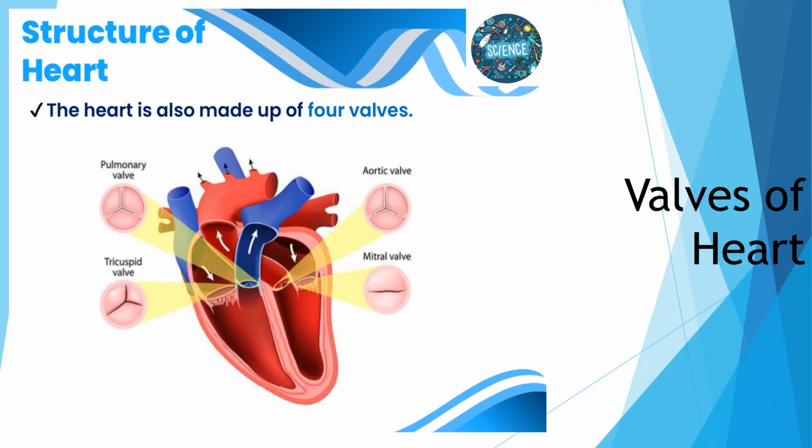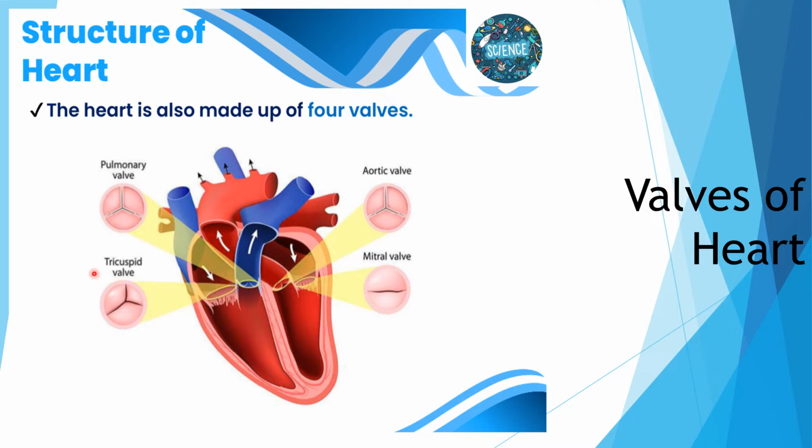Now guys, let me tell you that our heart has four valves also. Their names are pulmonary valve, aortic valve, mitral valve, tricuspid valve. These four valves take care of the blood flow. Can you see these hole-like structures? These are known as the valves.